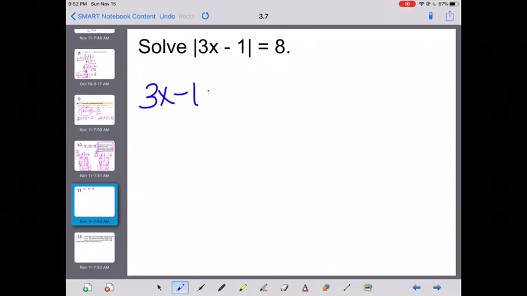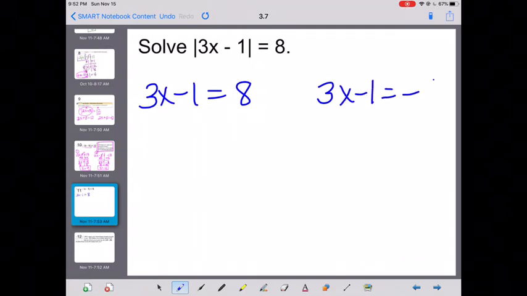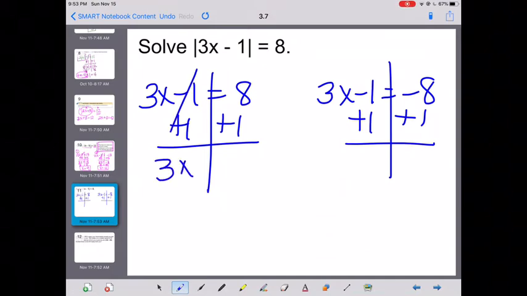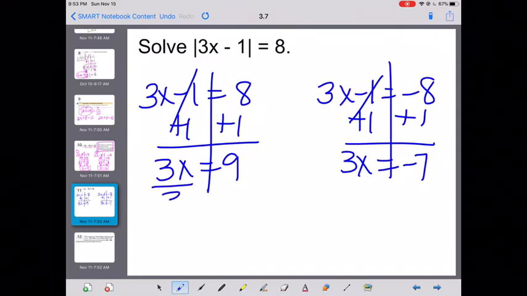All right, welcome back. At this point, we've already checked to see if there's anything extra added on outside of the absolute value bars, and there is not. So right away, I'm going to go ahead and split it. So I have 3x minus 1 equals 8, and 3x minus 1 equals negative 8. I'm going to add 1 to both sides on each equation, leaving me with 3x equals 9, and 3x equals negative 7.